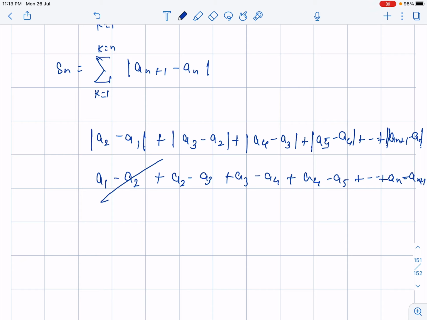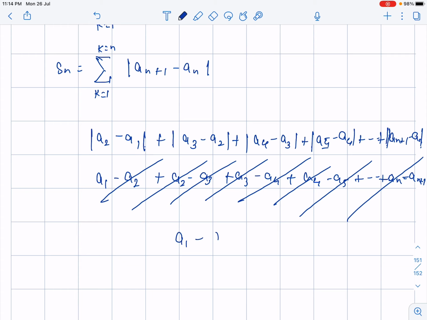So plus a2 minus a2 will be gone. Plus a3 minus a3 will be gone. Plus a4 minus a4 will be gone. Similarly, everything in between would get cancelled with one another. And finally, we'll be remaining with a1 minus a(n+1) only. Guys, this is only the value of Sn. And what did they tell us? They told us one thing: it should be less than 5 by 2. So 4 is the value of a1 we already know.